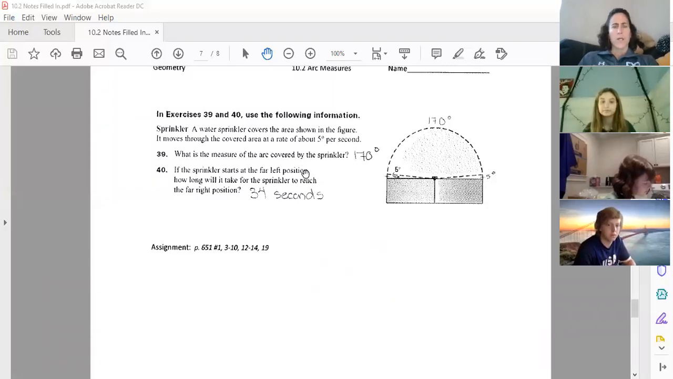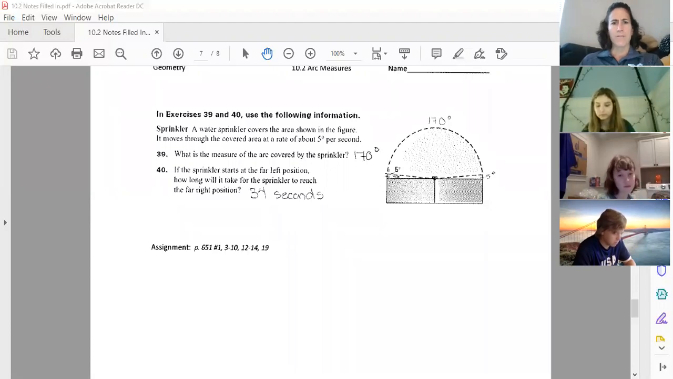Yes. Okay. So here, this is covering just the dotted line part, not including that 5-degree part here and over here. So 5 to 10, subtract that from 180 because that's a full semicircle, you get 170. I understood that, but how would you get the seconds? Okay, so up here, it moves through the covered area at a rate of 5 degrees per second. So I'm trying to figure out how many seconds. So I divide 5 into 170. Oh. And then you get 34 seconds. Oh, that's simple.